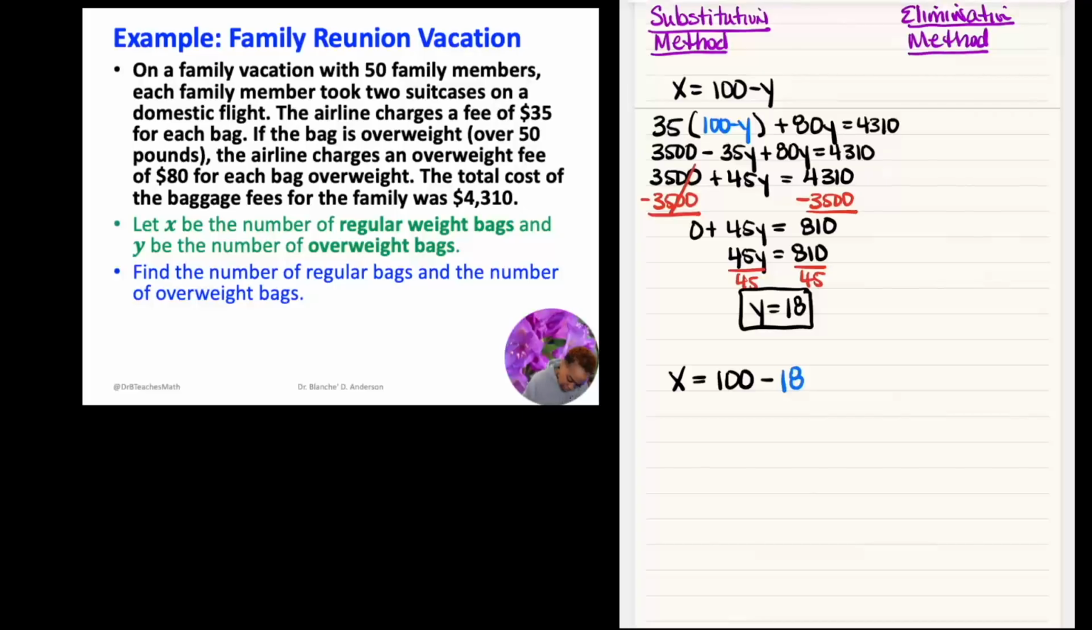Because let me write it above, x equals 100 minus y. That's what we started with. And so x is equal to 82. When you check your work, these do check out, okay? So I've already checked it, but make sure you get in the habit of checking your work, okay?